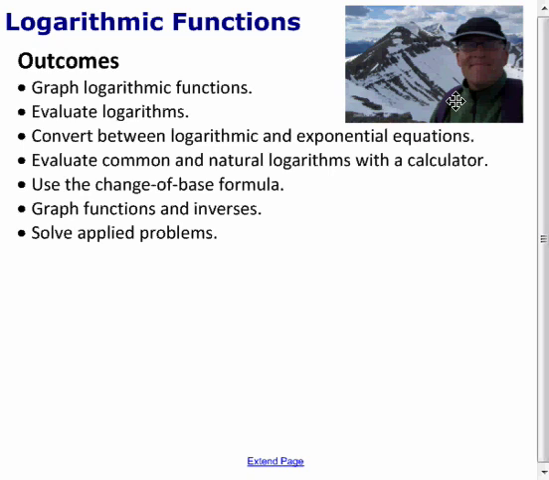Here's a picture of me on top of a mountain, Mount Rundle, there by Canmore. Not sure what that has to do with logarithmic functions, but I thought it was a nice picture.